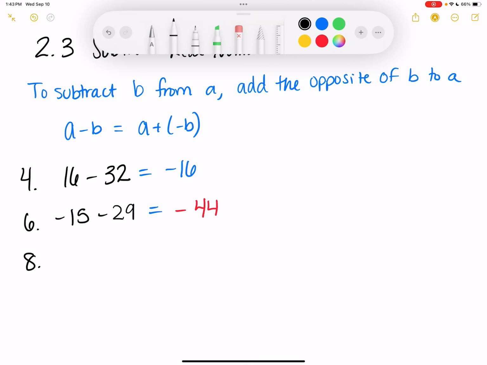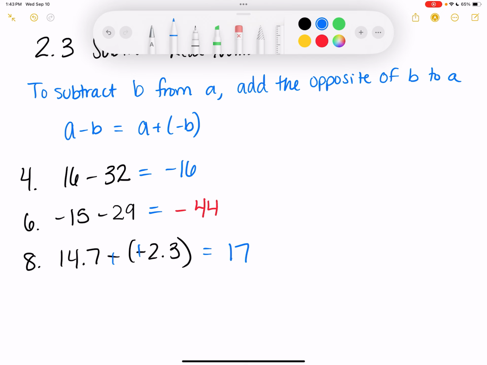14.7 minus a negative 2.3. What happens when I have two negatives back to back? You have to make it a positive. We're going to add them, and we get what? 17. 3 and 7 gives us 10. Carry the 1, we get 17.